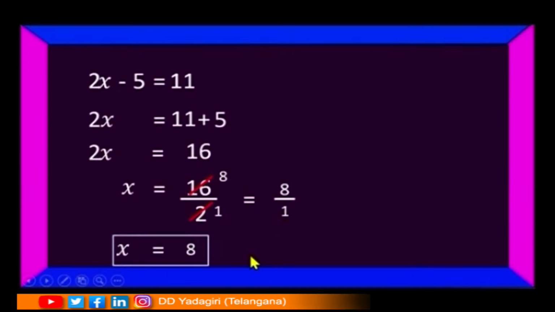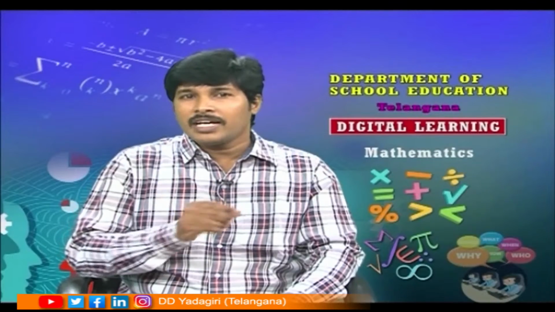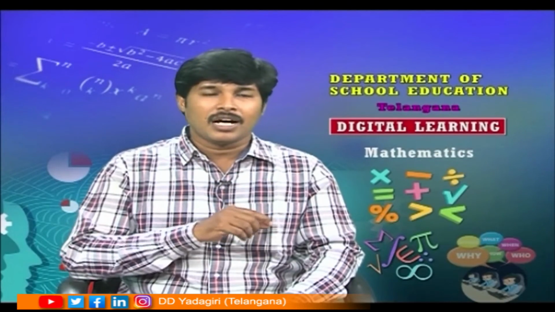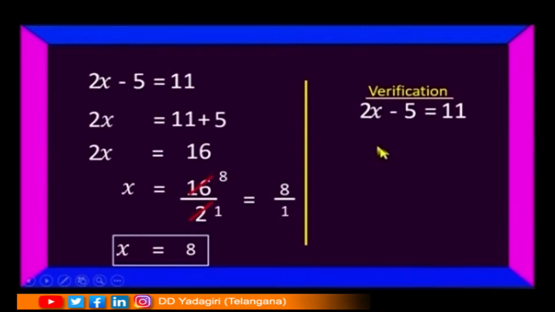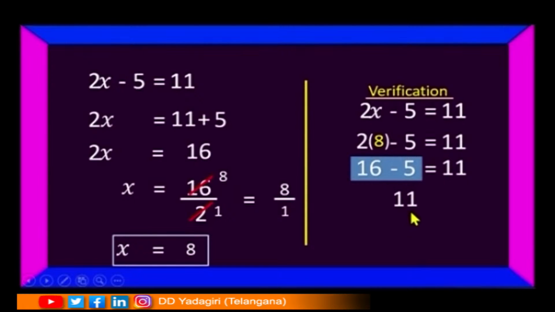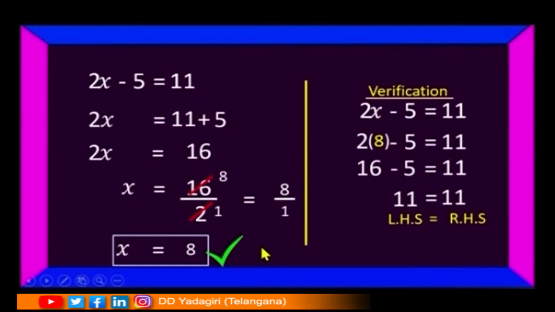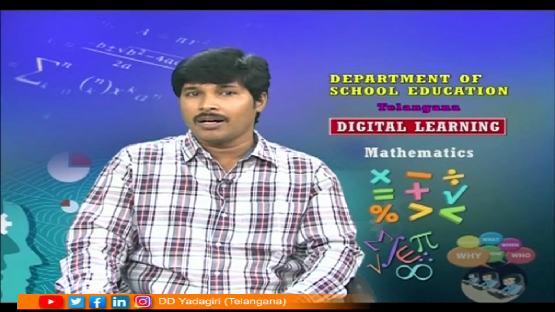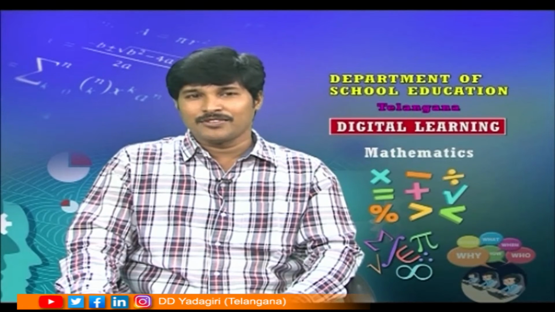We got the answer x equals 8, but sometimes we may make some errors. So it is very important to verify our answer after getting it. Now let us see the verification process. Take the linear equation again, 2x minus 5 equals 11. In place of x, we keep 8. Thus, it becomes 2 into 8 minus 5 equals 11. And you know 2 into 8 is 16, minus 5 equals 11. 16 minus 5 is 11 and the right side is also 11. It is clear that LHS and RHS are both the same and our answer is definitely the right answer. In this way we have to verify our result all the time while solving linear equations in one variable.